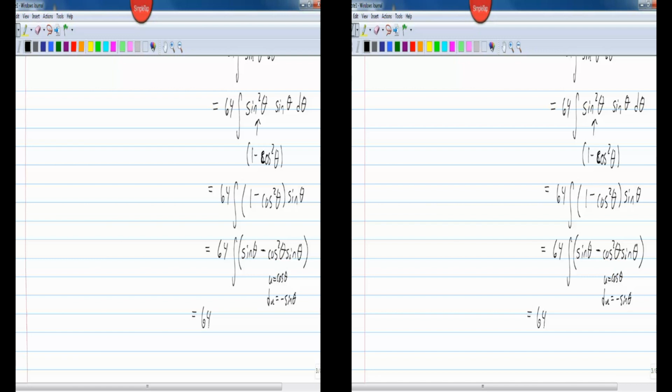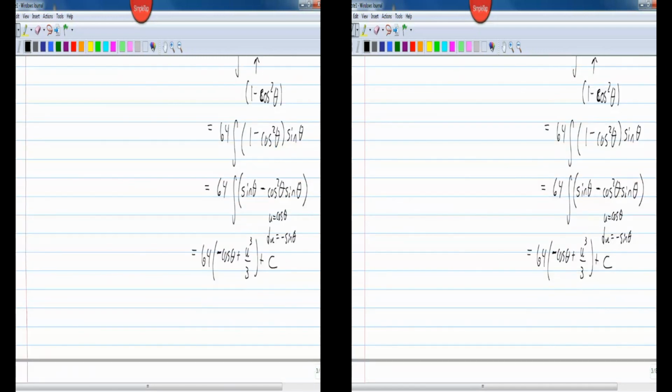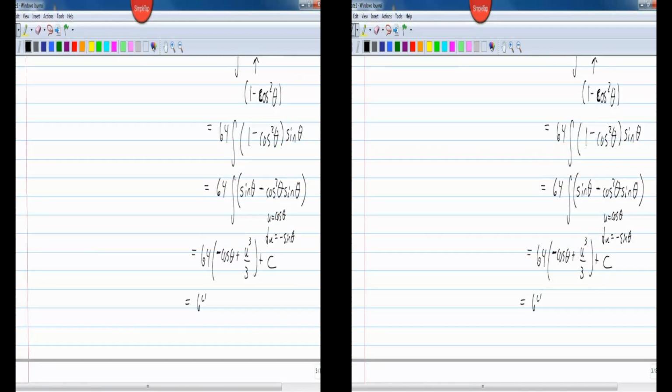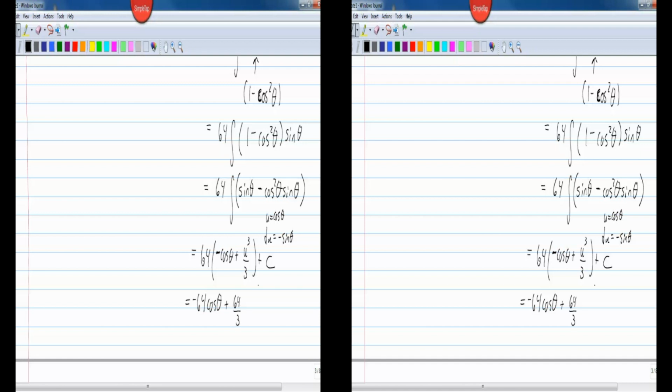Alright, so this is 64 times the integral of sine, which is negative cosine. And then the integral of u squared, and you got to bring out a negative, so it's going to be plus u cubed over 3 plus c. And what was our u? Our u was cosine, so you come back and put in your cosine. So I have negative 64 cosine theta, then I'm going to have plus 64 divided by 3 cosine cubed theta plus c.